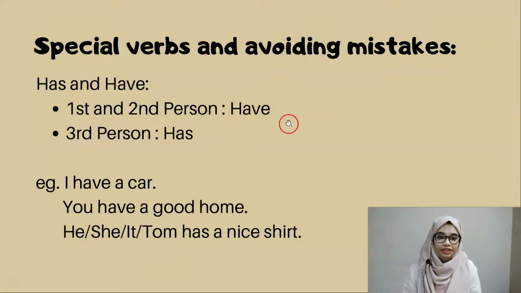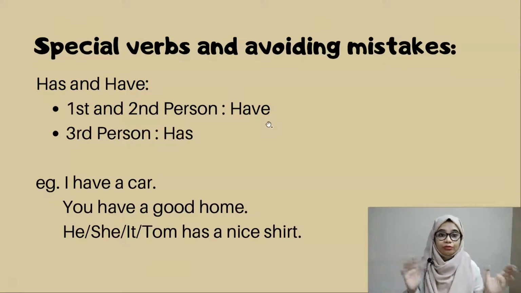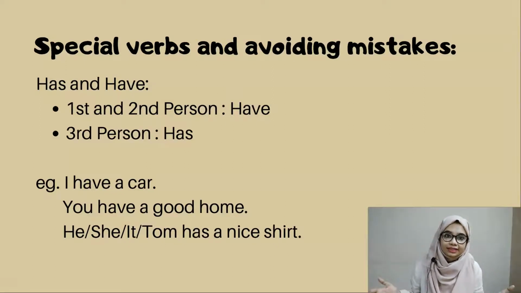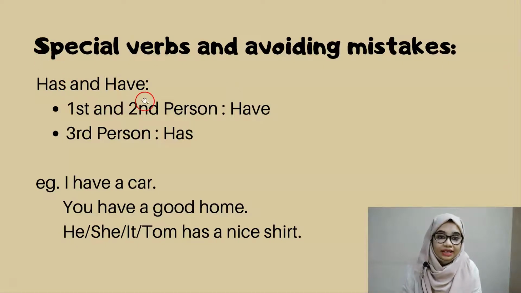Special verbs and avoiding mistakes. English language always has a lot of exceptions, always is twisted, but we need to understand that if you want to score good in our IELTS exam. Has and have. First and second person will take have. I and you subjects will take have. Third person will take has. He, she, it, they have. Okay, again, that is another exception.